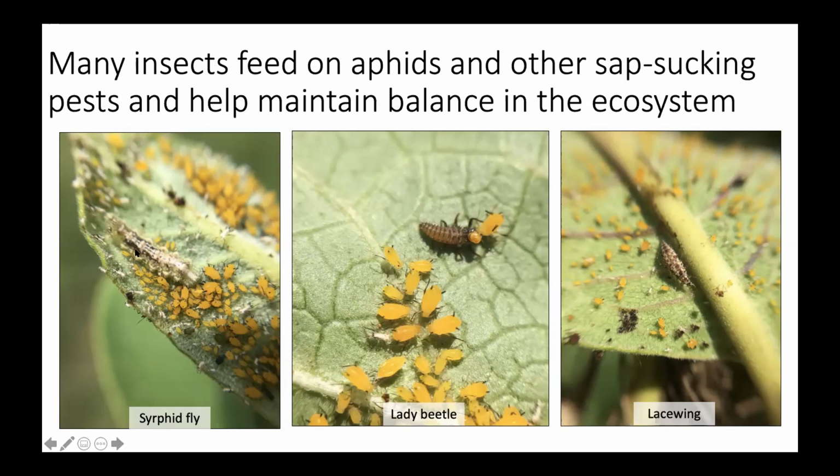This is the larva of a syrphid fly. Those little fat flower flies may hover around and land on you, and they do no damage and they don't sting. Their larvae will feed on aphids. And then this is a ladybug larva feeding on aphids.